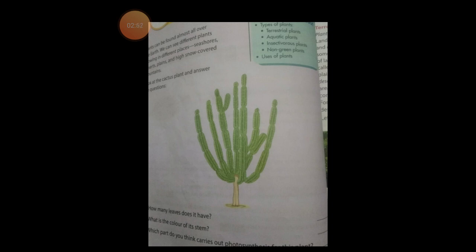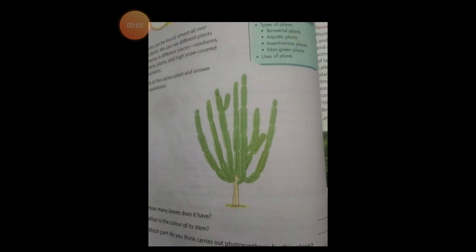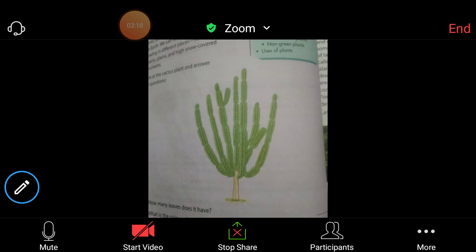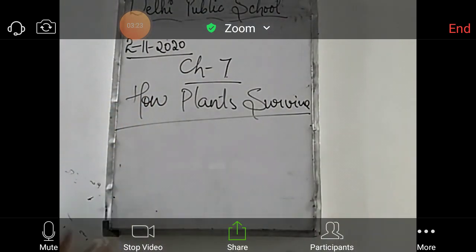Next, what is the color of its stem? So cactus plant, it has stems, it doesn't have leaves. So what is the color of the stem over here? It is of a green color. Which part do you think carries out photosynthesis for this plant? We know that photosynthesis is carried out by the green part of the plant. So which part of the cactus plant is green? That is stem. Stem will carry out photosynthesis.